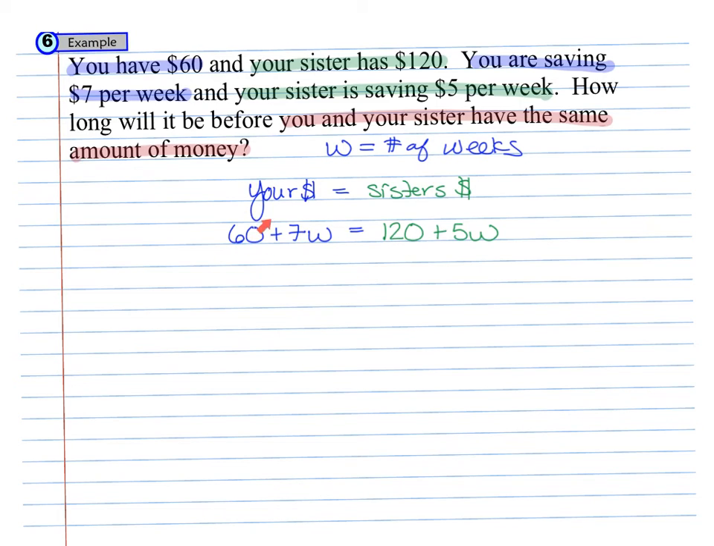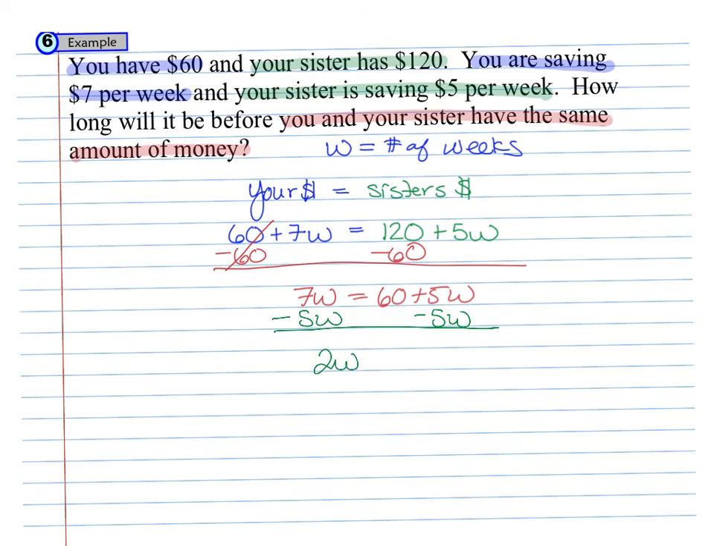I'm going to start by moving this 60 here to the other side by doing its opposite, and I'm going to leave that 7W there. So I'm going to subtract the 60 from both sides. This 60 goes away because it becomes a 0. I'm going to bring down my 7W. 120 minus 60 is 60 plus 5W. Now I'm going to subtract this 5W to the other side because I want all the variables on the other side of the equal sign. So now I'm going to go minus 5W, both sides. That becomes 2W is equal to 60 because that becomes a 0.